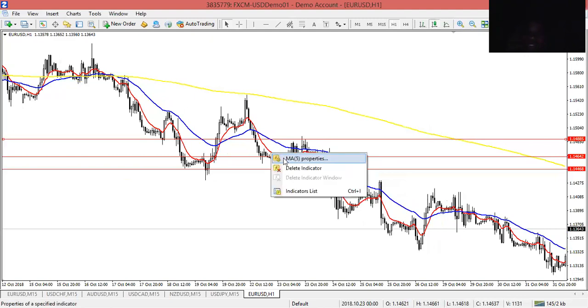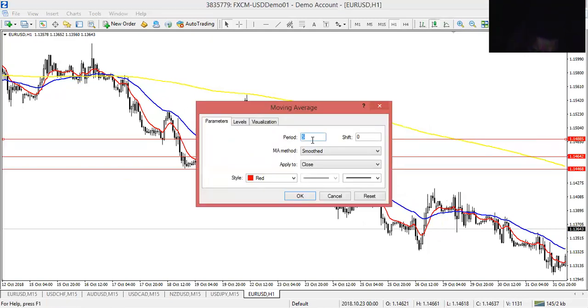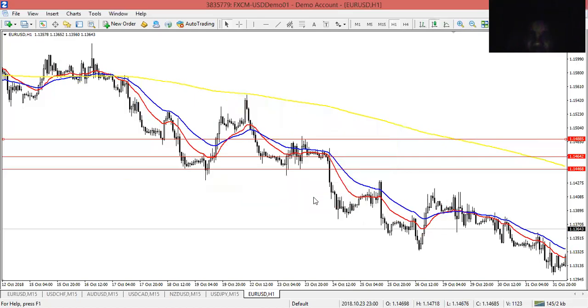So the next thing is, let me change this back to 10. So my preferable style, I wait for when I get a cross. I wait for my confirmation for it to cross back and cross back again. When it crosses back again, then I wait for a pullback.